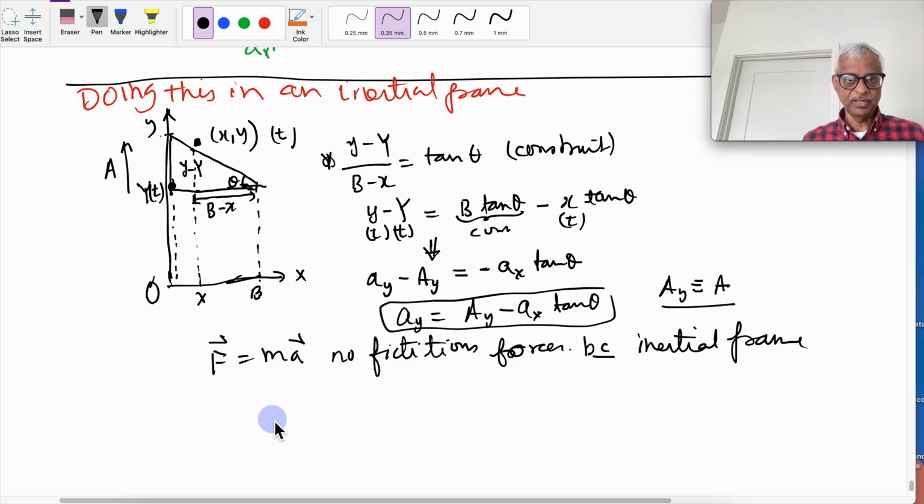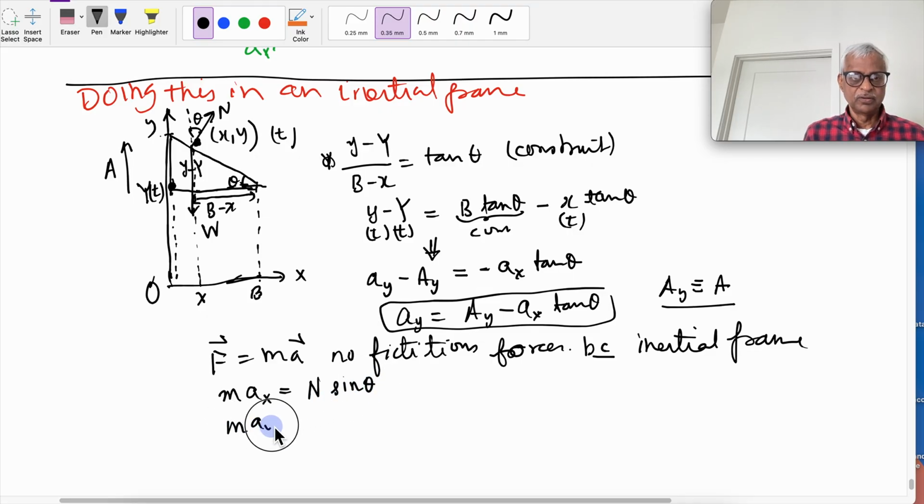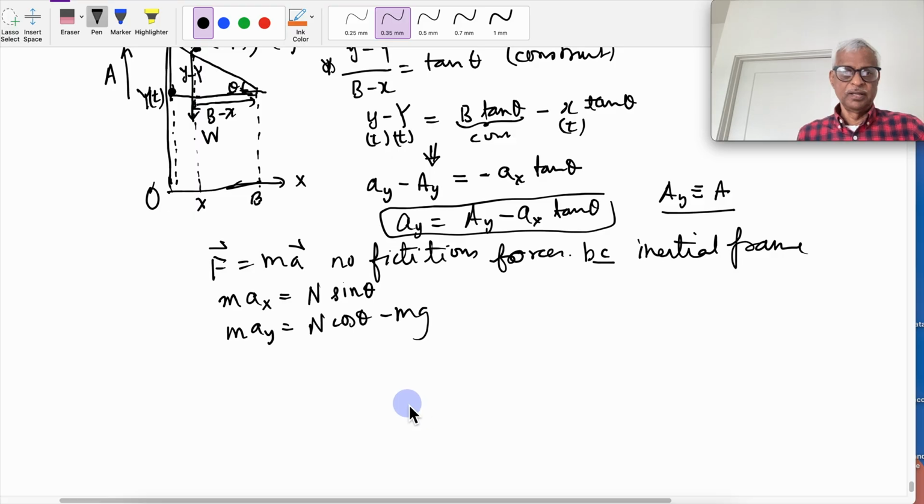Okay, so now we have for the X component, mass times AX, it's just F is N W. So X is this theta, same as that theta, and sine theta almost identical, equals N cosine theta minus mg. And we've done this before. Let me do it again.